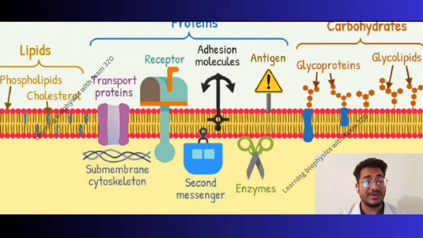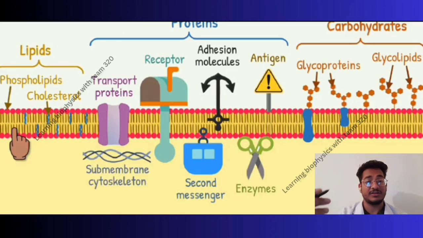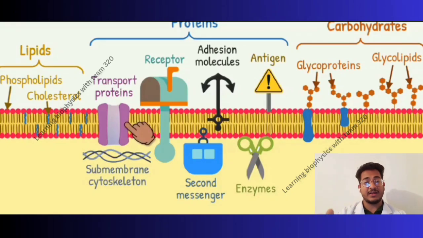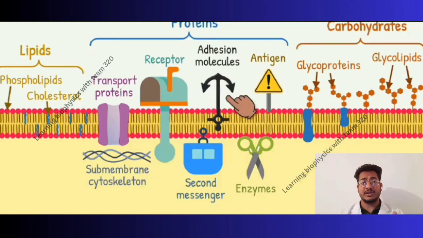Let's repeat, a quick summary. The cell membrane makes the outer wall of the cell. The central lipid bilayer is made up mainly of phospholipids and cholesterol. It's fluid in nature and permeable only to lipids and lipid soluble substances. Attached to the lipid bilayer are proteins that serve as transport proteins, receptors, second messengers, enzymes, adhesion molecules, submembrane cytoskeleton, and also as antigens.